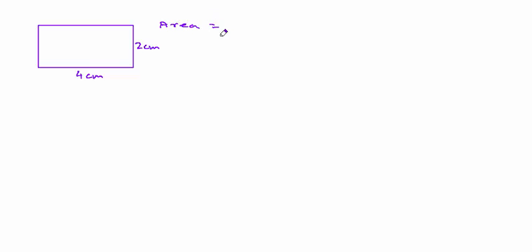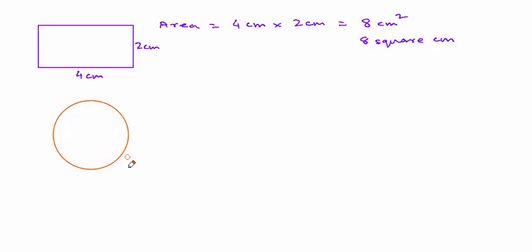Let's look at a few problems. Let's say we have a rectangle whose length is, let's say, 4 centimeters and width is 2 centimeters. Its area is going to be equal to length times width. So we have 4 centimeters times 2 centimeters, which is equal to, you multiply the numbers, 4 times 2 is 8, and centimeter times centimeter is a square centimeter, written as centimeter squared. You could also write this down as 8 square centimeters.